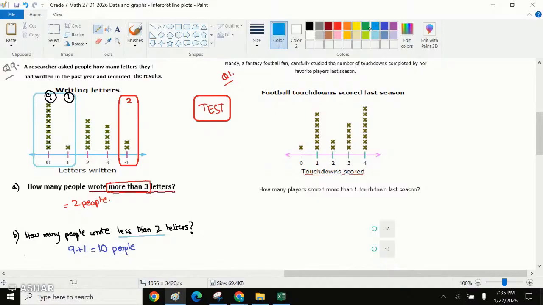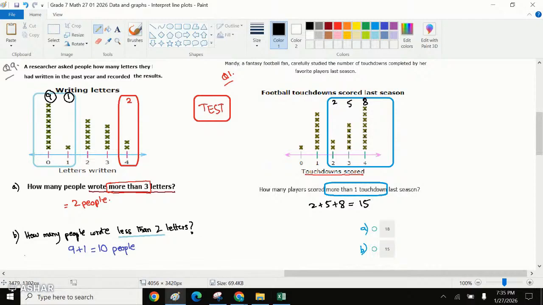That means more than one would mean it could be 2. It cannot be 1, right? We are talking about more than 1. It could be 2, it could be 3, or it could be 4. So 2 touchdowns were done by 2 people, 3 touchdowns were done by 5, and 4 touchdowns were done by 1, 2, 3, 4, 5, 6, 7, 8. That means the total would be 2 plus 5 plus 8.